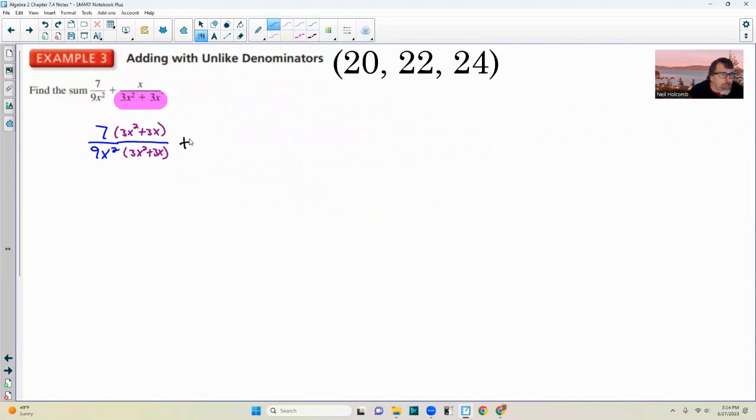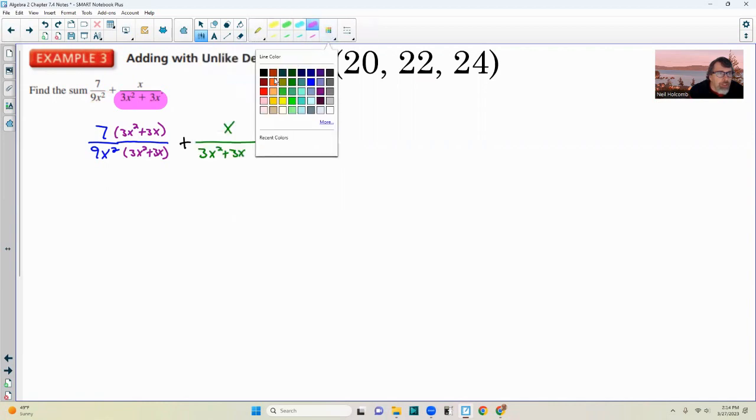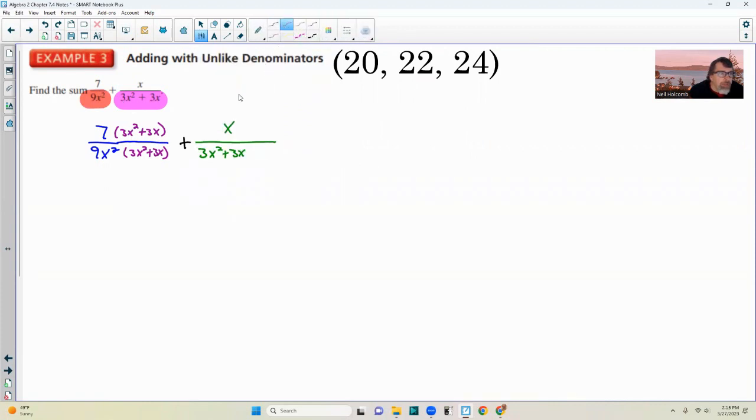Then it's plus, and then my other value is x over 3x squared plus 3x. But now I need this 9x squared right here. Let me highlight that. So let me get my highlighter, change it to red, and I need this denominator. I'll use my red pen. So I need this multiplied by 9x squared over itself. So that's still 1. Anything divided by itself is 1.